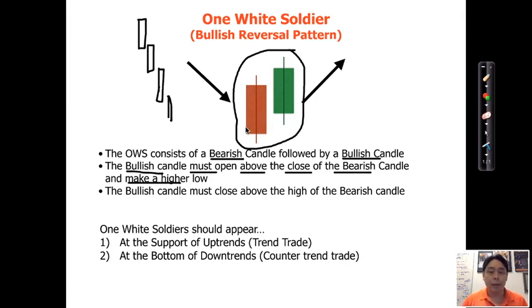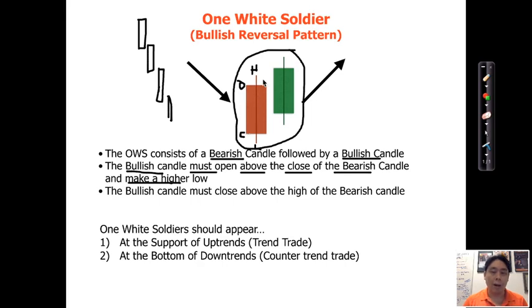Now, when you see a bearish candle, recall that this is the opening price at the top of the candle body. This is the closing price, right? And the top of the shadow, that's the high, and the bottom of the shadow is the low. Okay, great.